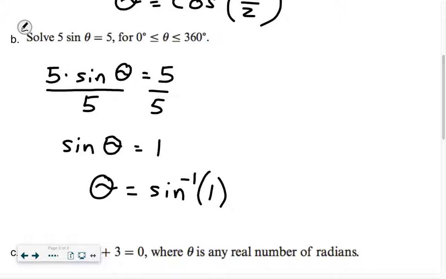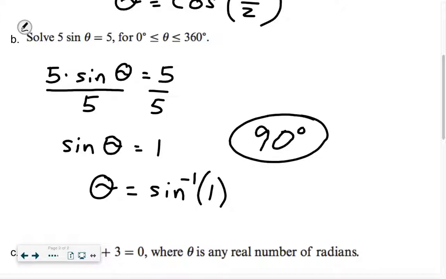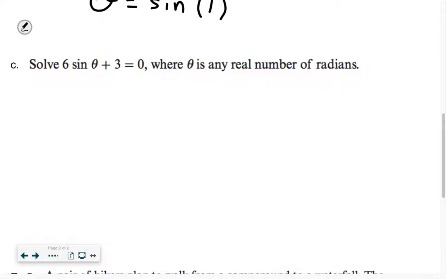Sine is x or y? Y. So we go to our unit circle. We look for where the y value is 1. And where's that located at? 90 degrees. Very good. Anywhere else? No. You could go right below it, but then it would be -1. Don't want that. So for that one, you only have one answer. Let's try another one.